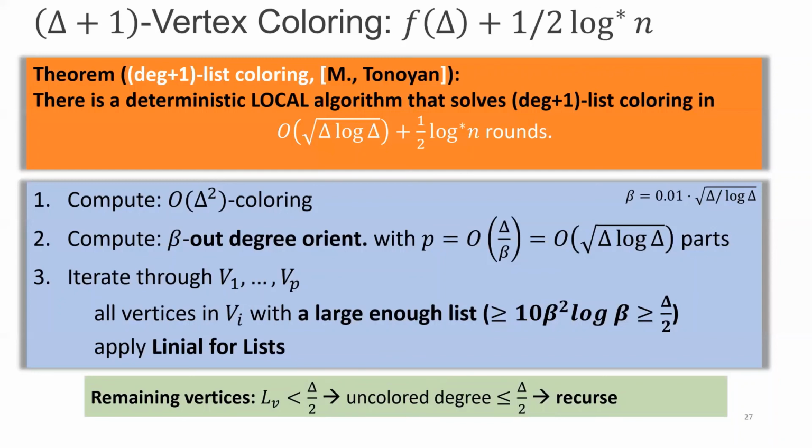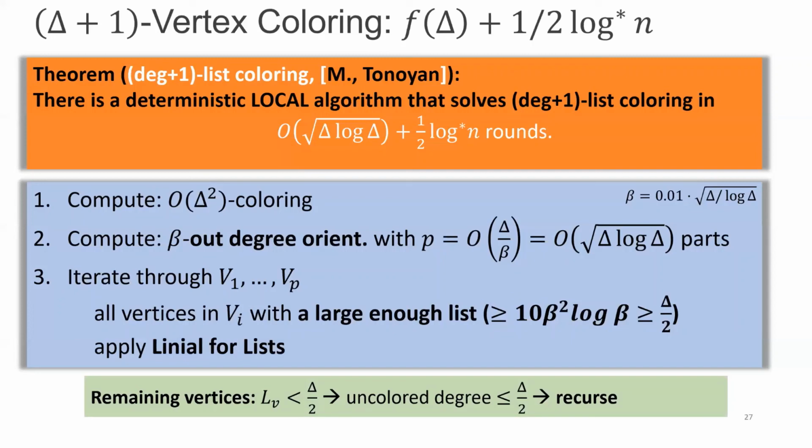So one iteration of this decreases your uncolored degree by a factor 2. And then we just recurse. And the runtime is dominated by the first iteration. For technical reasons, we need to do a cleanup phase at the very end and cannot recurse until delta is very small. But this is essentially the whole algorithm, this part and our two-round linear-in-list algorithm.